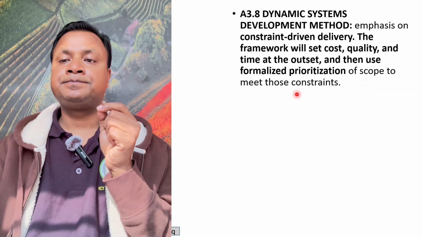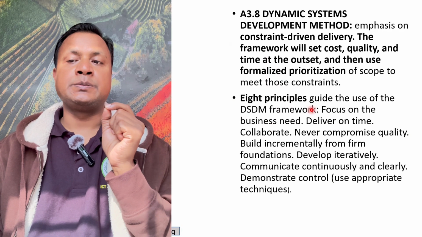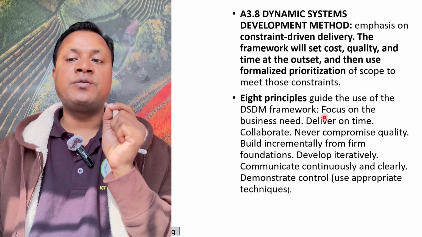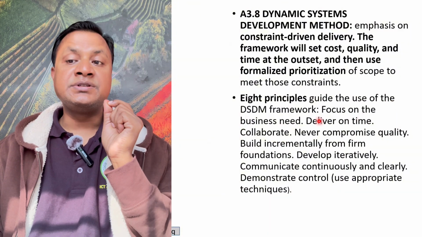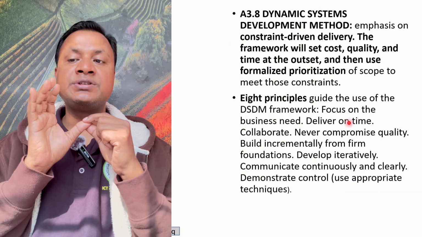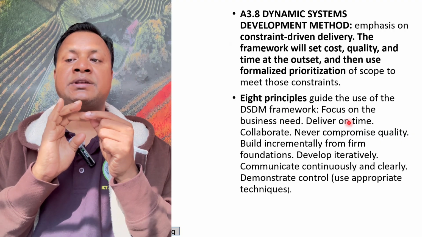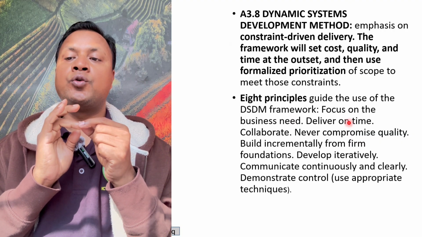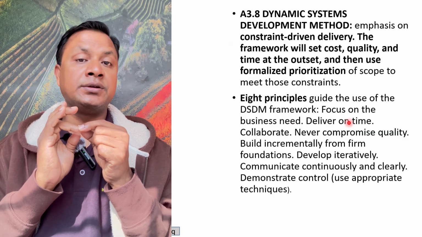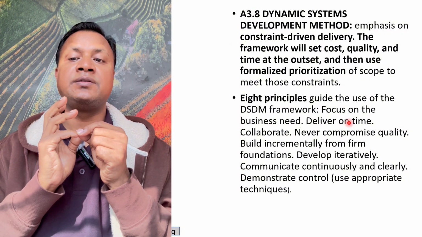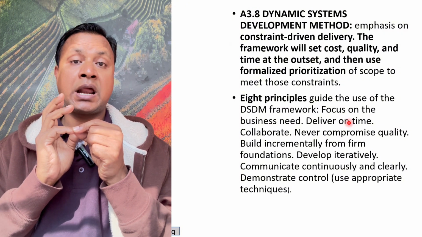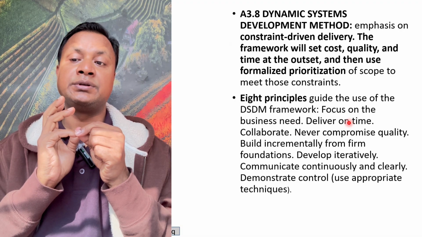So here there will be 8 principles that guide the use of the DSDM framework. Number 1 is focus on the business need. Number 2 is deliver on time. Number 3 is collaborate. Number 4 is never compromise the quality. Quality is a must. Number 5 is build incrementally from foundation. Start from foundation and complete it.